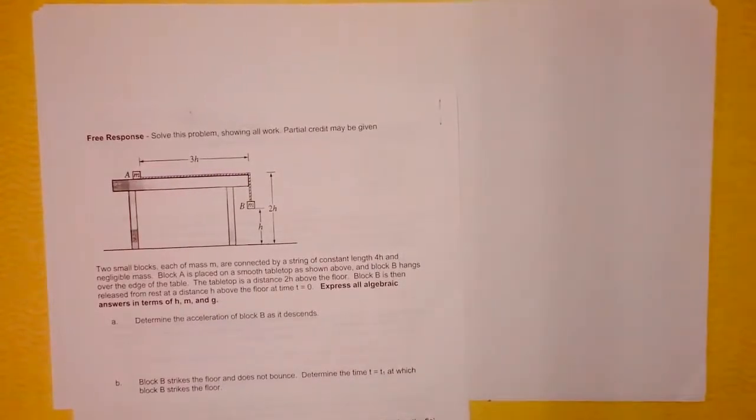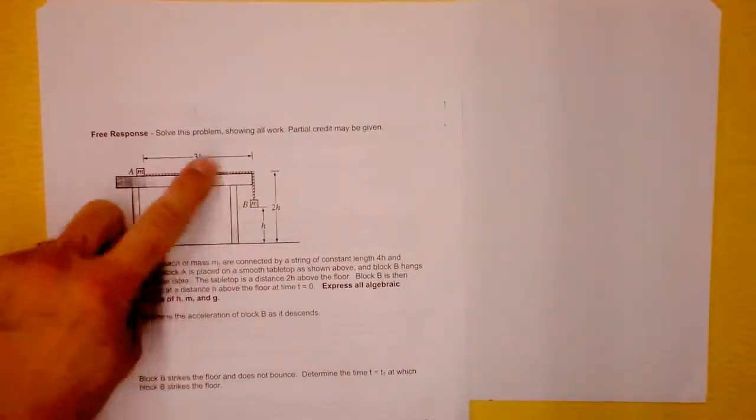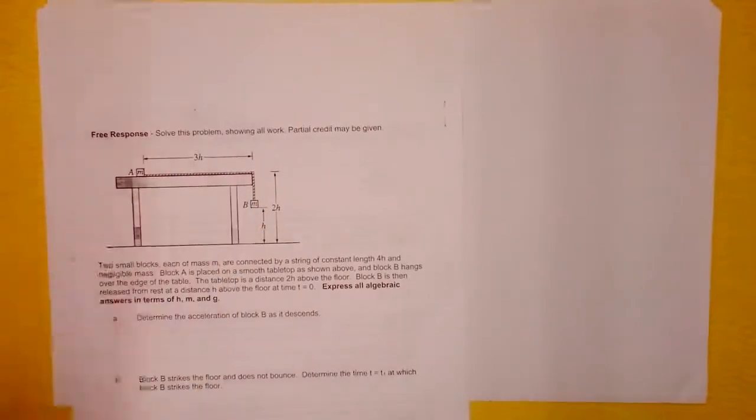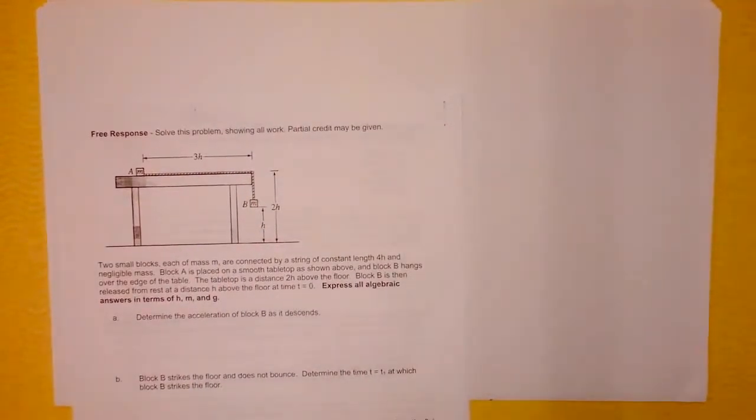What is the total length of rope? 4h. The rope is 4h long, so we've got 3h for block A to travel before it reaches the edge of the table, and we've got 1h for block B to travel before it hits the floor. And they're going to ask us some questions about that.